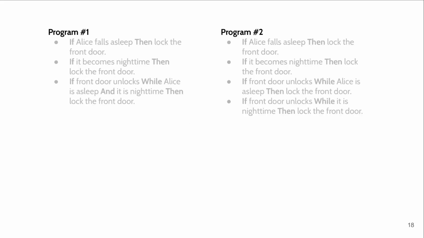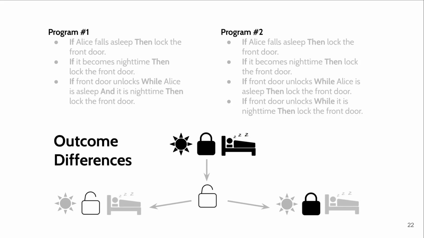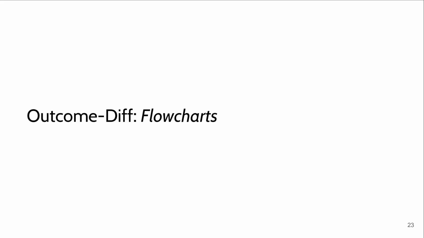Back to our example. In some situations, program number 1 results in a different outcome than program number 2. For instance, maybe in one program the door will be locked in a specific situation, whereas in the other it will be unlocked. We call these outcome differences. We first designed a flowchart interface showing outcome differences.